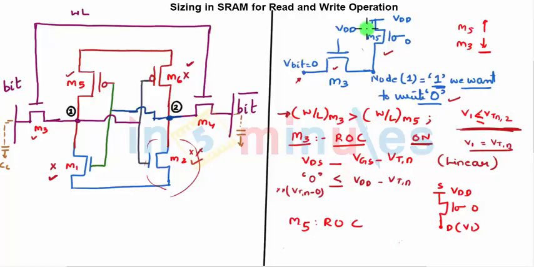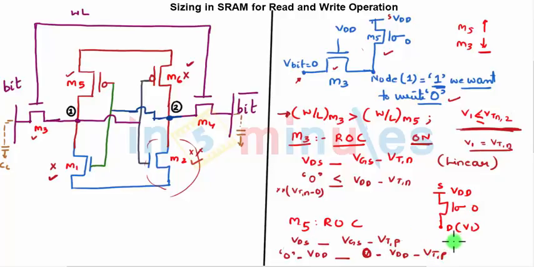M5 region of operation. Again, the transistor is on. VDS versus VGS minus VTP. If you see drain voltage here, it's node 1, which is going to go towards 0, or we want to write a 0. So drain voltage is 0 minus the source voltage, which is VDD, versus VGS. Gate is at 0. So that's nothing but 0 minus source, which is nothing but at VDD. So 0 minus VDD minus VTP.